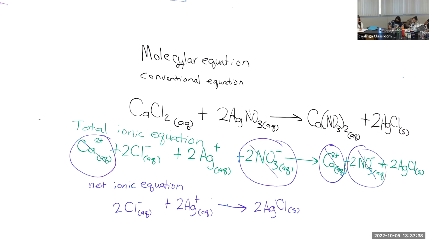Okay. So the ones that are really doing the work, that are hooking up, that are making things happen, are going to be the ones that are left over. So that's going to be our silver and our chloride ions. And they're going to make together silver chloride. The other ones were just there to bring them to the party.